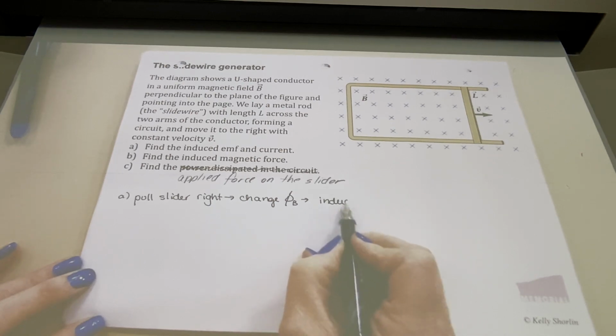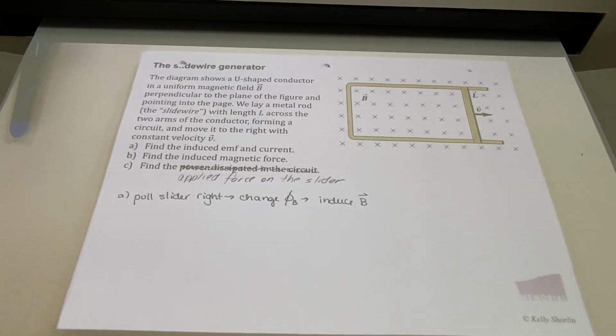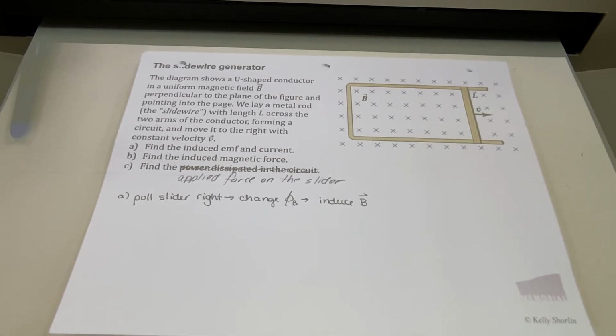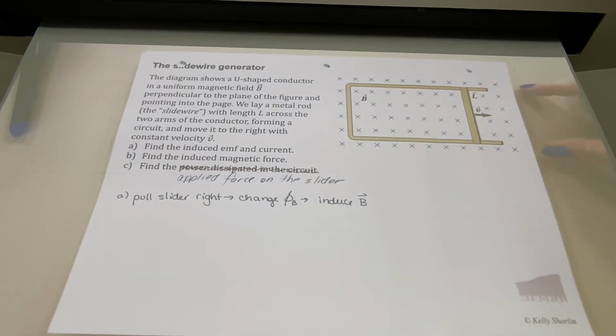If we change the magnetic flux, we are going to induce a magnetic field. What would the direction of the induced magnetic field be? Here's where we think about Lenz's law. Whenever we change a magnetic field, a new field will always be induced to oppose that change. Anybody want to take a stab at the direction of the induced field? Pulling this to the right.